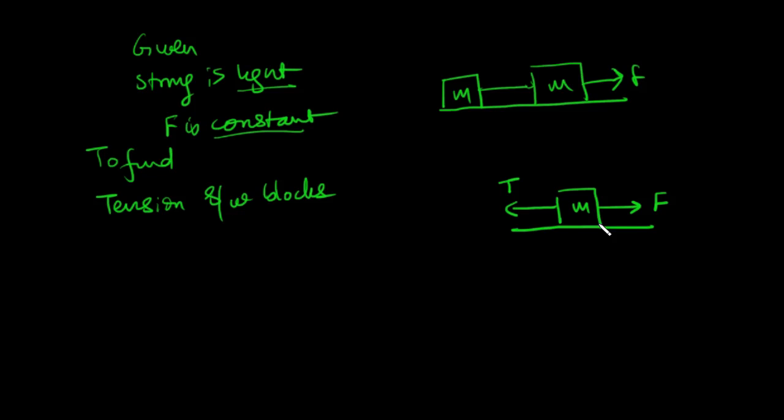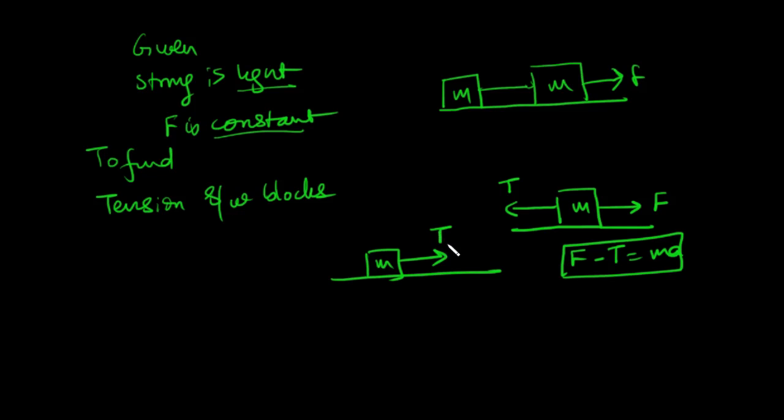Alright, so these will accelerate. Since the force is constant, the acceleration will also be constant. So F minus T would give MA. Alright, F minus T would give MA. Now the second block I take would be experiencing a force of T. Alright, there is no force F over here, only T. The immediate external forces are taken. So T would be equal to mass into acceleration. Okay, T would be equal to MA.